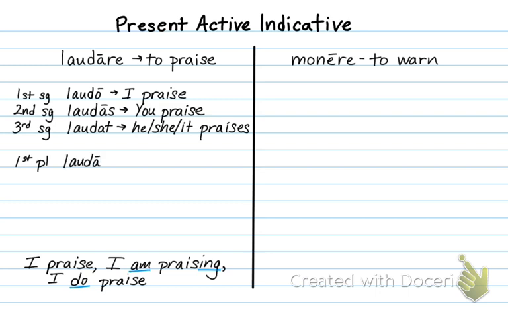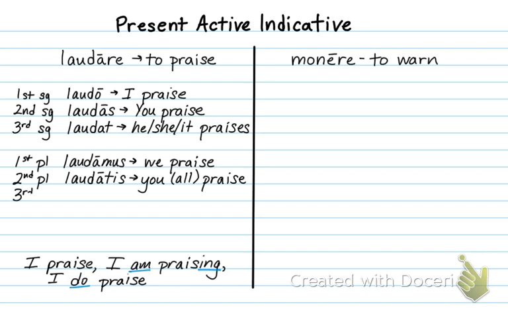To get the first person plural, you take lauda plus mus. Laudamus means we praise. Second person plural, you take the stem lauda plus tis. Laudatis means you all praise. Third person plural, stem lauda plus nt. You get laudant, meaning they praise, and the same linguistic rule applies. The long vowel followed by a t or an nt makes the vowel short, giving us laudant with a short a instead of a macron over the final a.